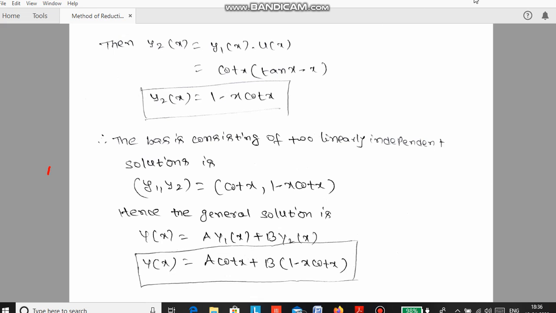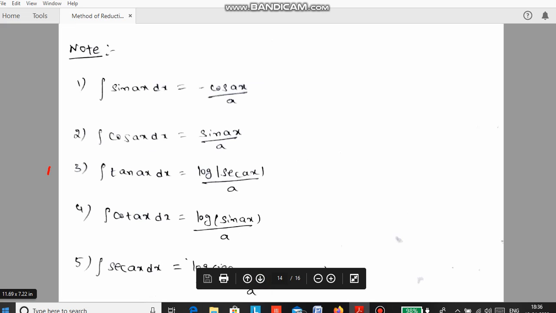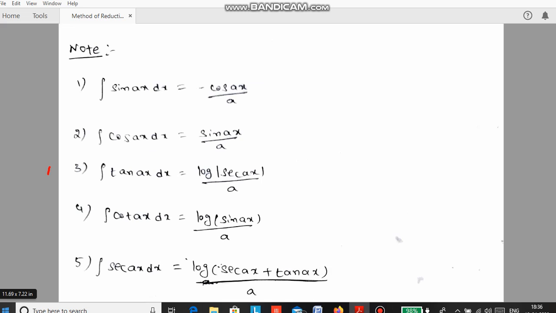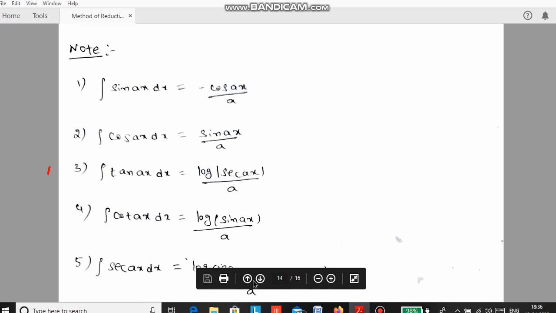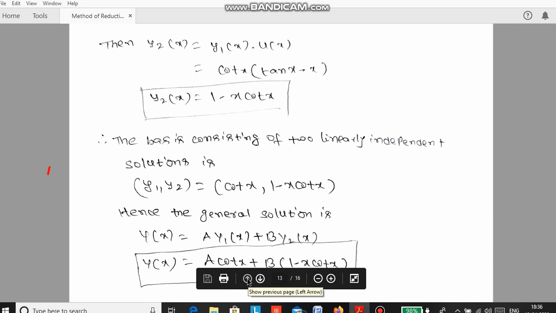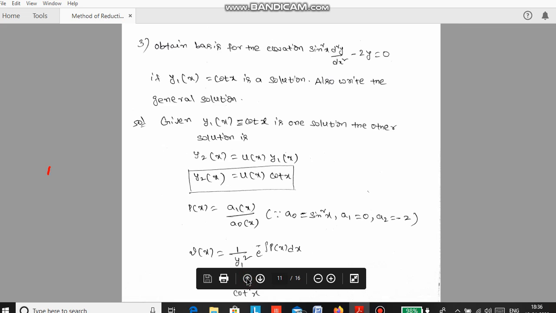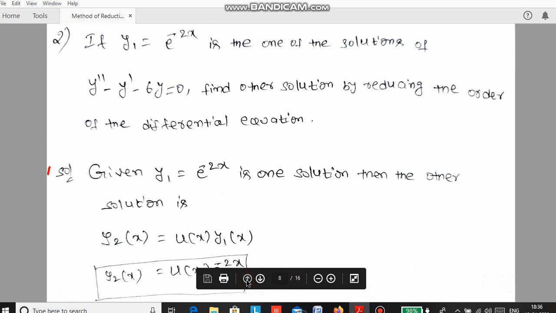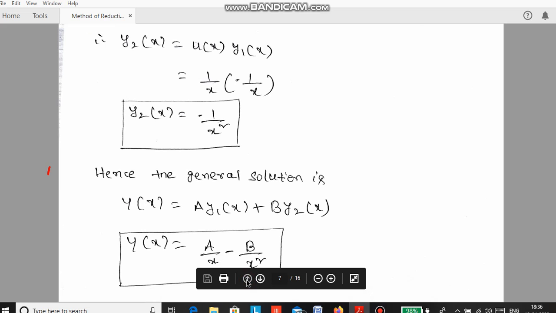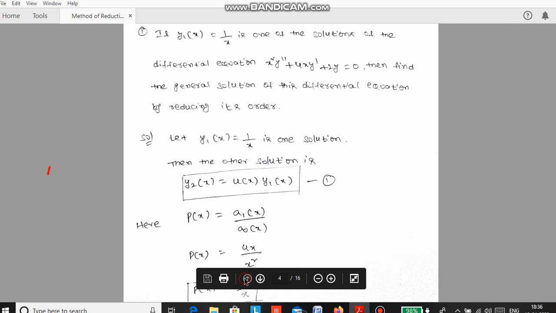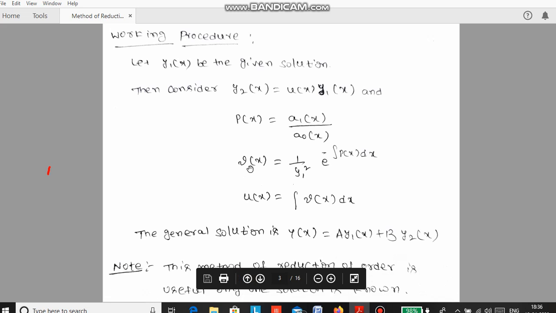So this method of reduction of order is useful only when one solution is known. Then we can find the other solution by using this method. But to do this, before finding the second solution, we have to remember three formulas: p of x is equal to a1 of x by a0 of x, and v of x is equal to 1 by y1 square into e power minus integral p of x dx.